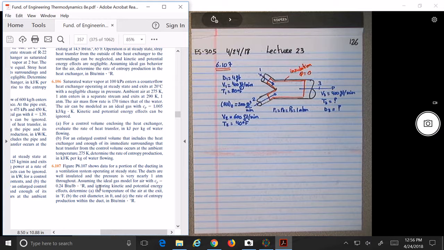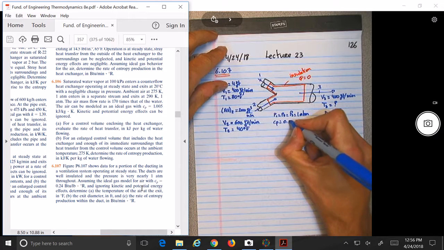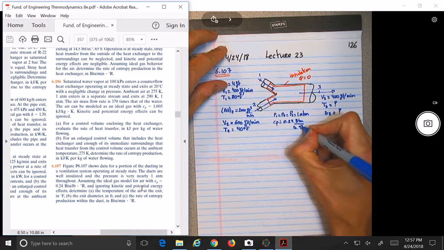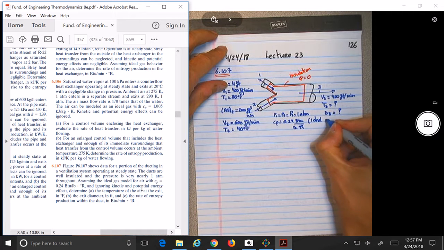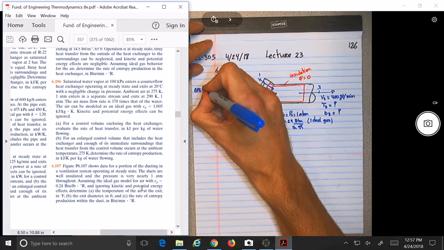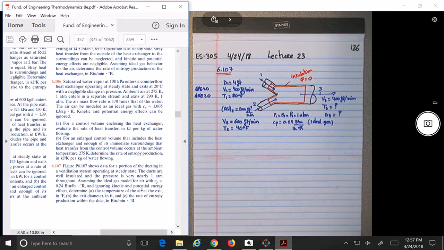Steady state. Okay, assuming ideal gas model with CP equal to 0.24 BTUs per pound Rankine, ideal gas, and ignoring kinetic and potential energy, determine the temperature of the air at the exit T3 and the exit diameter and the rate of entropy production within the duct. Okay.